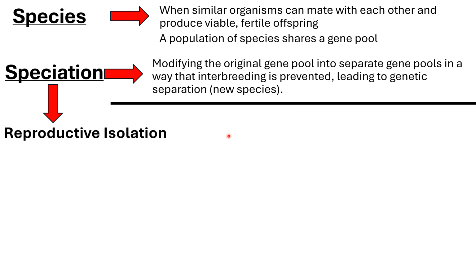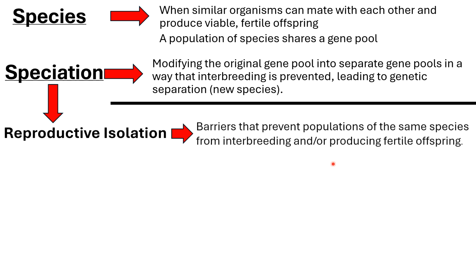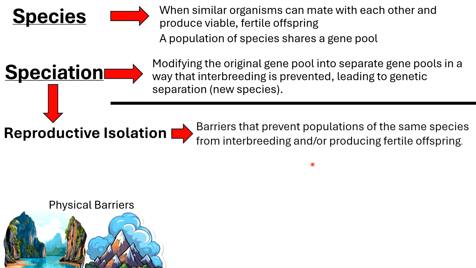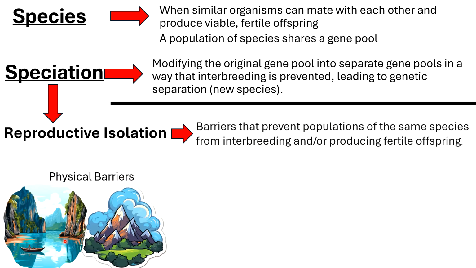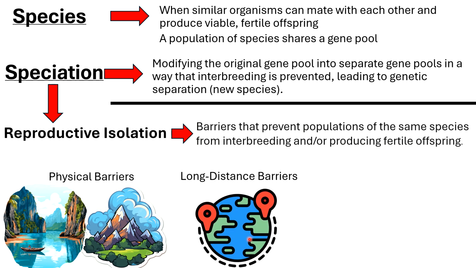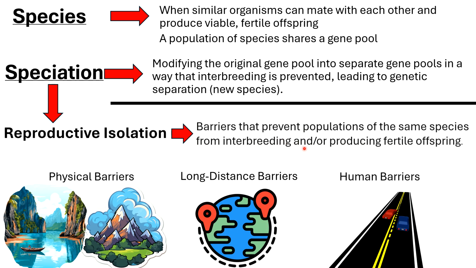So this involves the barriers that prevent populations of the same species from interbreeding. They can be physical, such as rivers, mountains, etc. They can also be distance barriers, which involve the organisms of the same species being too far away from each other in order to reproduce. Or they can also be human barriers, such as roads, buildings, etc. And now looking at reproductive isolation.